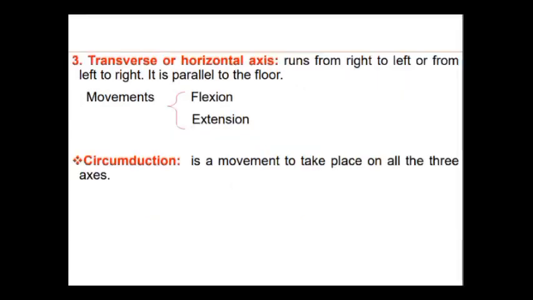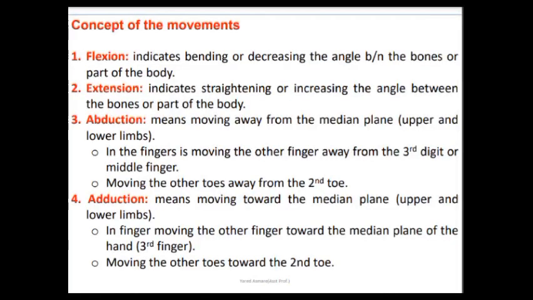C. Transverse or horizontal axis runs from right to left or from left to right. It is parallel to the floor. Movements are flexion and extension. Note, circumduction is a movement that takes place on all three axes. Concept of the movements. A. Flexion indicates bending or decreasing the angle between the bones or parts of the body. B. Extension indicates straightening or increasing the angle between the bones or parts of the body.